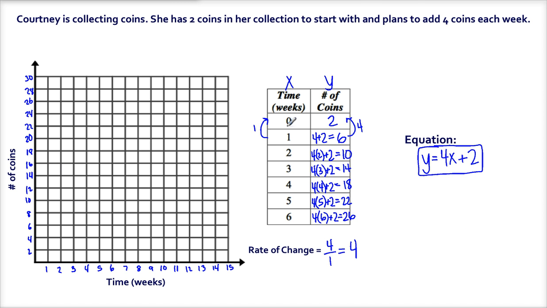Finally, we can graph these points from our table. Each line is a point on my graph. The first point is 0, 2. The next point is 1, 6. Then we have 2, 10, 3, 14, 4 and 18, 5 and 22, and 6 and 26. I know I did it right because they are all in a straight line. So here is my linear relationship in the graph, a table, and an equation.